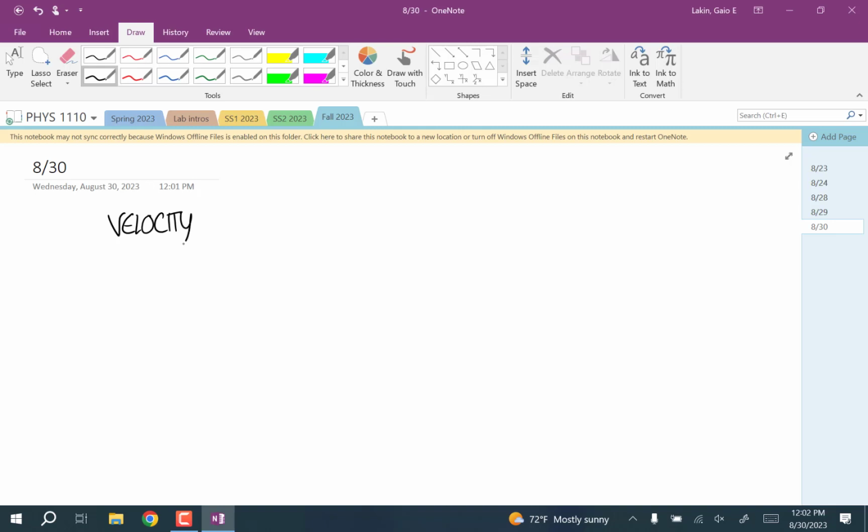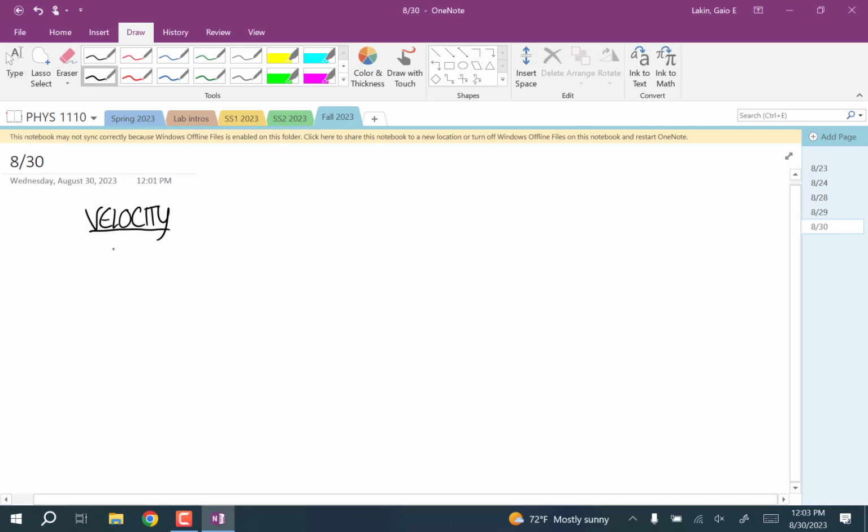So velocity. In everyday speech, people tend to think of velocity and speed as meaning the same thing. But in physics, they mean something related but a little different. So velocity, we'll call it lowercase v, is plus or minus the speed.